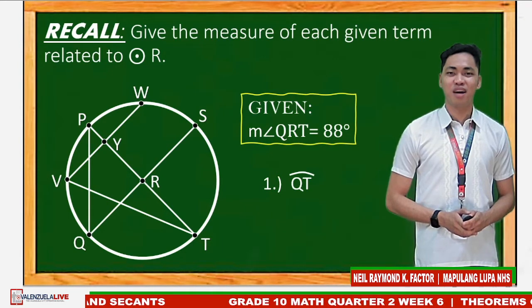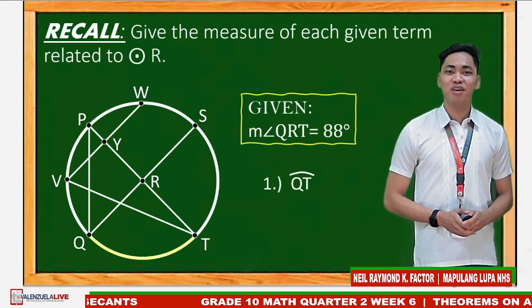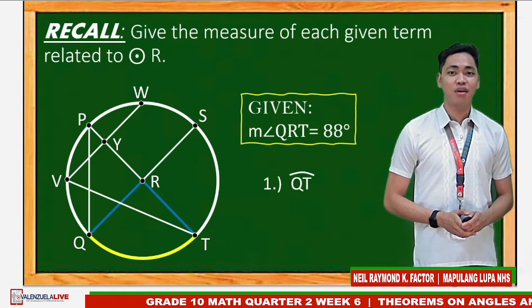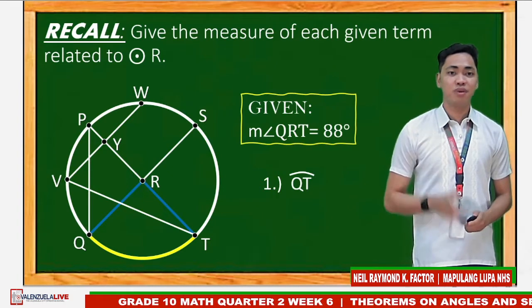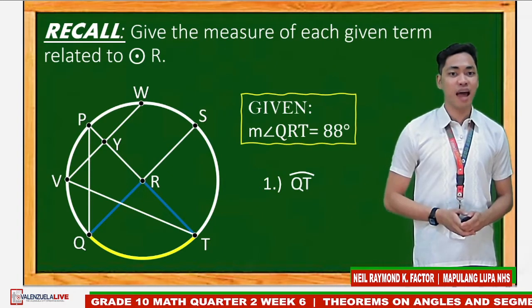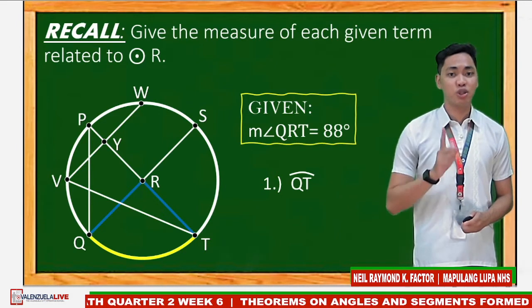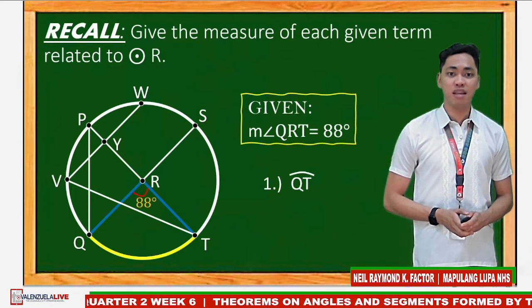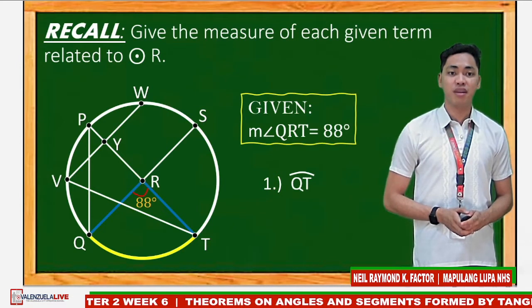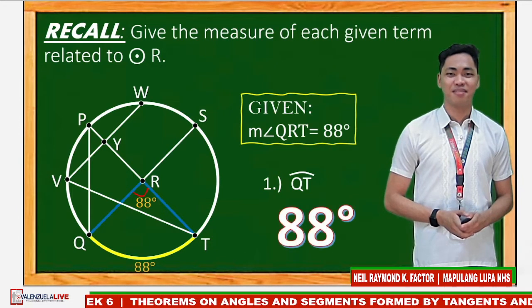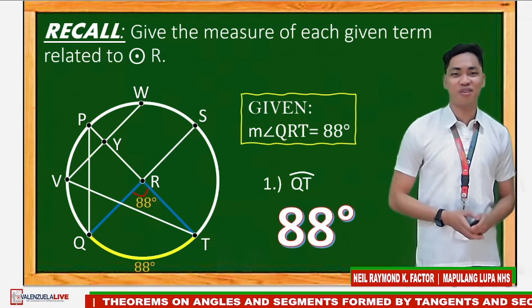All right, time's up. Arc QT is the intercepted arc of the central angle QRT. Let us recall that the measure of the central angle is just equal to the measure of its intercepted arc. Therefore, if the measure of angle QRT is 88 degrees, we can say that arc QT is also 88 degrees. So if your answer is 88, you are correct.